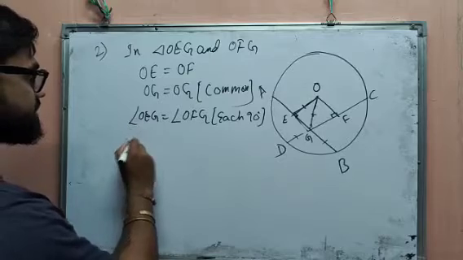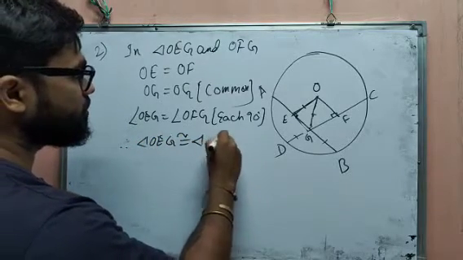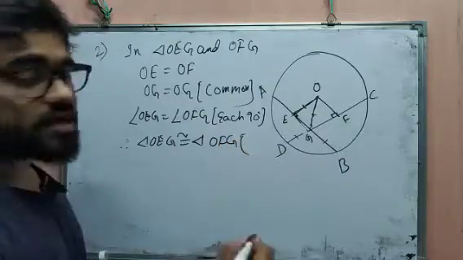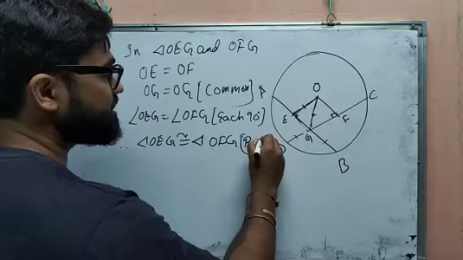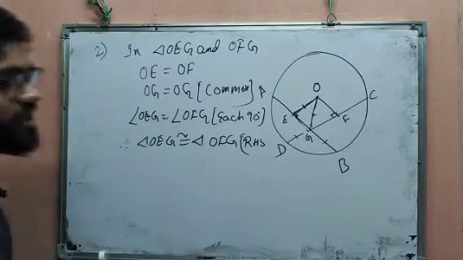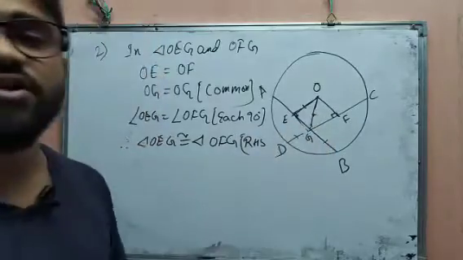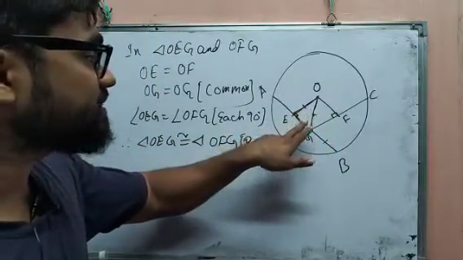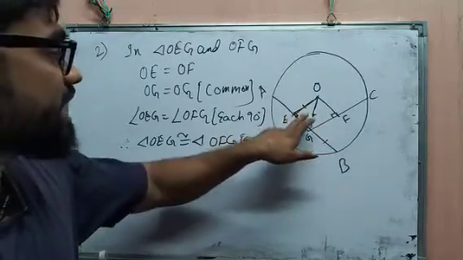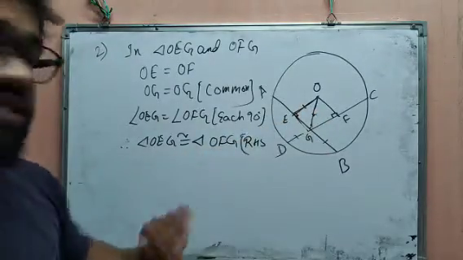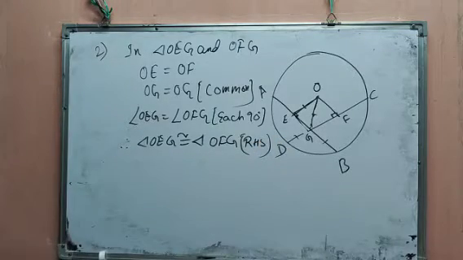Therefore, triangle OEG is congruent to triangle OFG by the condition right angle hypotenuse side. These are matching. If anyone wants to write side angle side, that will not be appropriate, because side angle side should be in that order and you cannot skip that. So better to write right angle hypotenuse side. So by the RHS rule, these two are congruent.